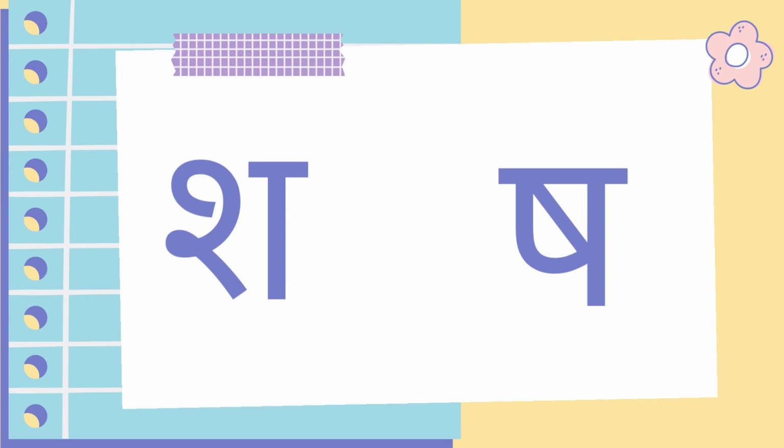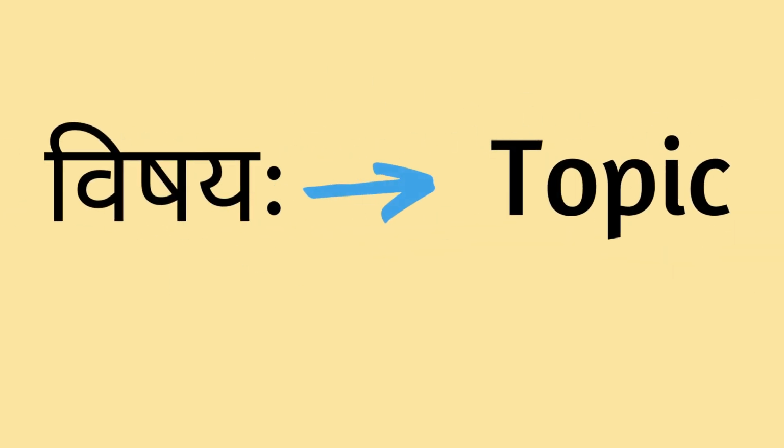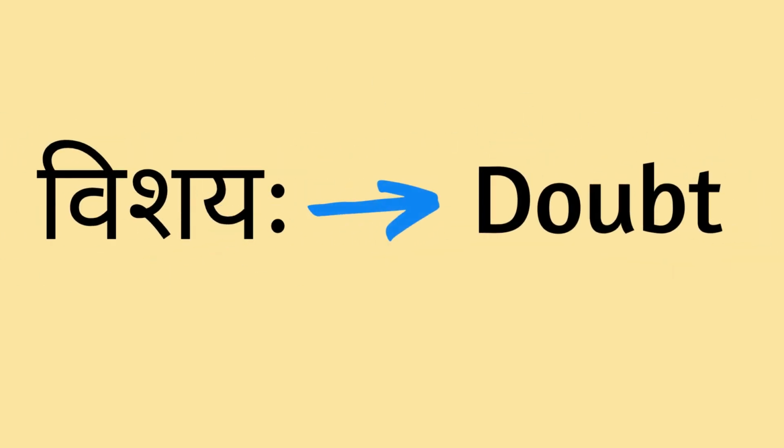Here I would like to make a very important point. The difference in pronunciation of the sh and the sh makes a difference in the meaning of the word. For example, Vishayaha means topic. Now in the place of the murdhanya shakara, if I put the talavya shakara and say Vishayaha, then it means doubt. So meaning changes with the pronunciation. So we have to be careful with the pronunciations.